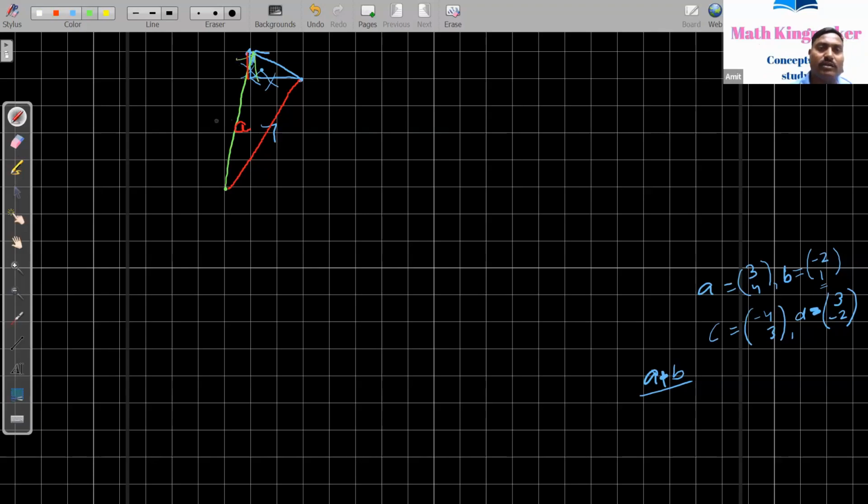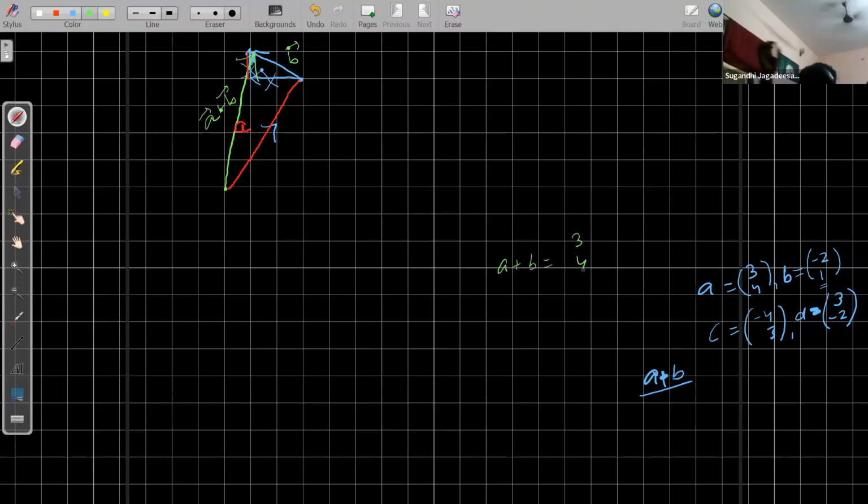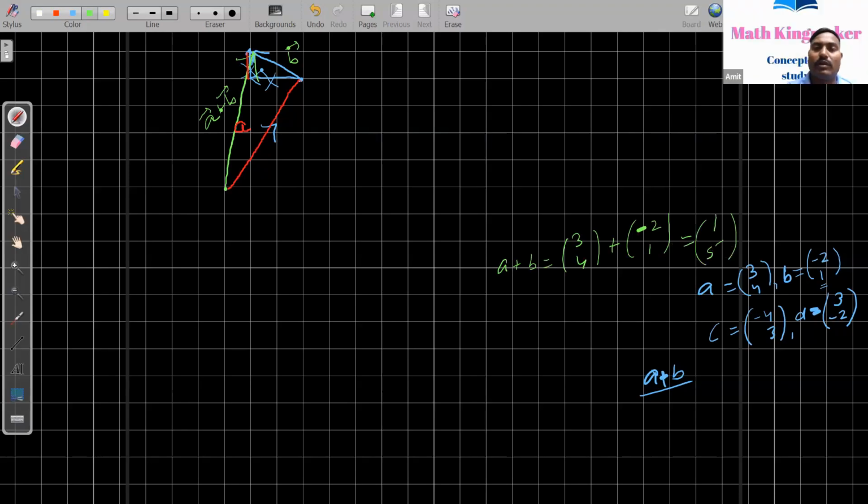So now this vector is A plus B. This is A vector. This is B vector. This vector is A plus B. And how much is A plus B? A is 3, 4 and B is minus 2, 1. So that means it would be 1, 5. Sorry, 1, 5. So just check it. Is it 1, 5?